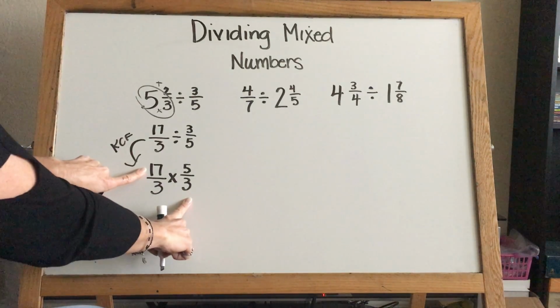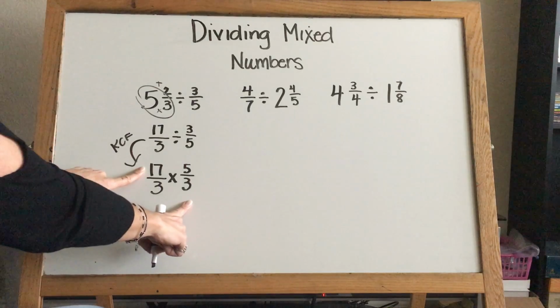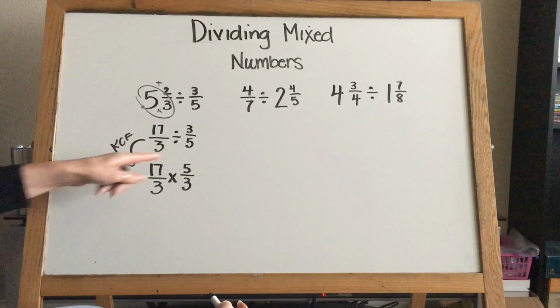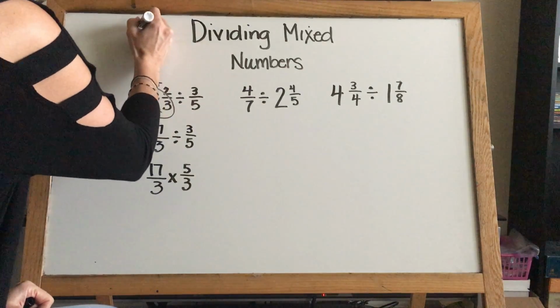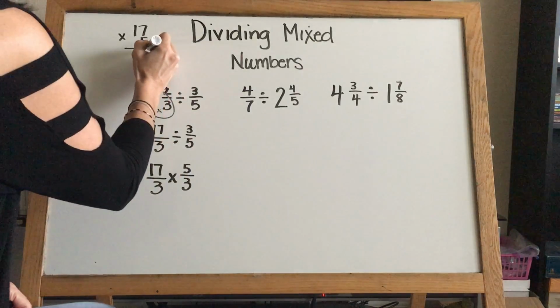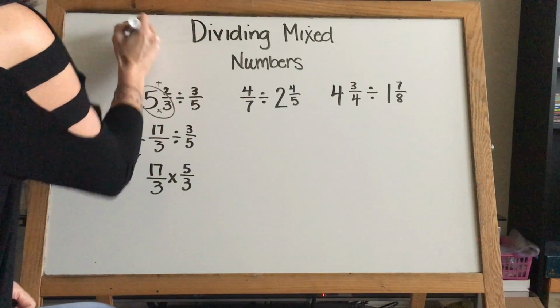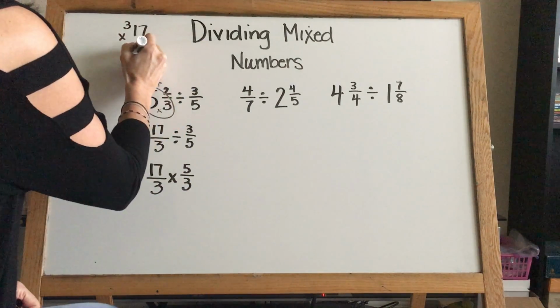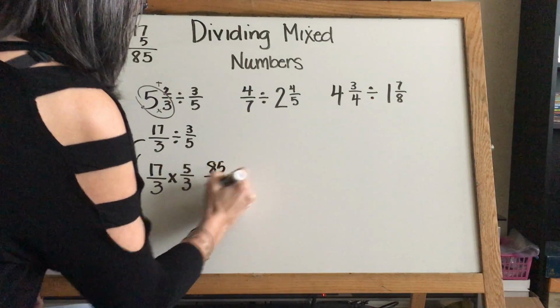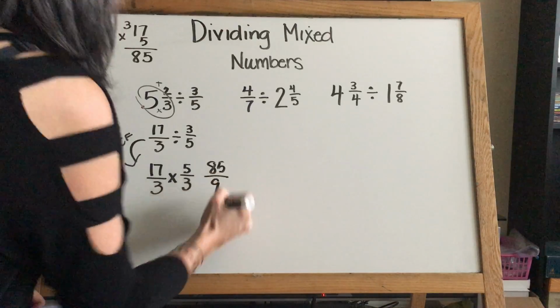We can't cross simplify 17 and 3 because they're both prime. We can't cross simplify 5 and 3 because they're both prime. So we're going to have to multiply our 17 times 5. So let's do that up here. So we have 7 times 5 is 35. Carry the 3. 5 times 1 is 5 plus 3 is 8. Okay, so we have 85 over 9. 3 times 3 is 9.